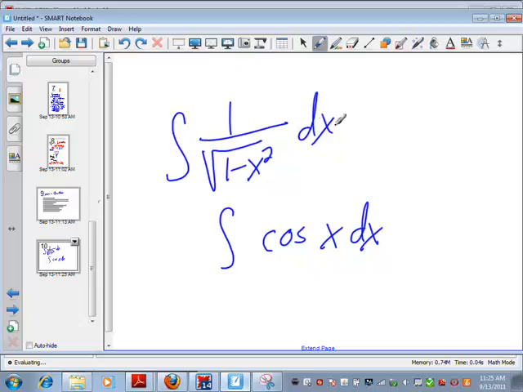I just guessed and I was right. It's the inverse sine. Okay, good. That's a good sign. That's the inverse sine. This is negative sine. It can't be negative sine x, right? It's sine x.